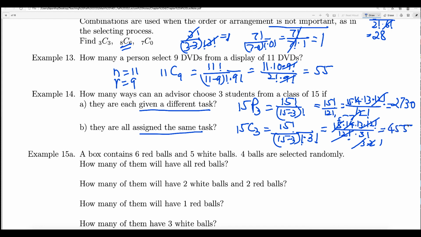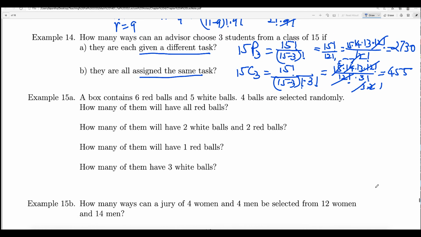455. That's what is left. Okay, let's do example 15A.